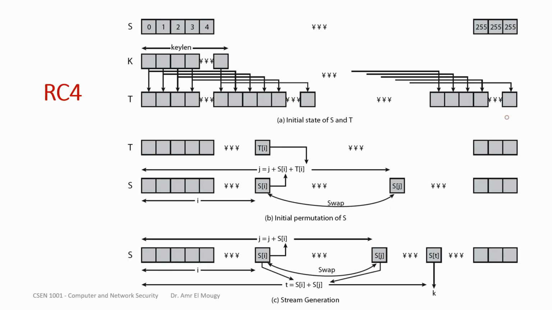This here is the summary. You start with the array S from 0 to 255. You generate another array T, and you copy the key into it. Then you do an initial permutation where you use T to permute S. And then when you want to encrypt, you take one box of S and use it for the encryption. And then you do a swap for S as well.